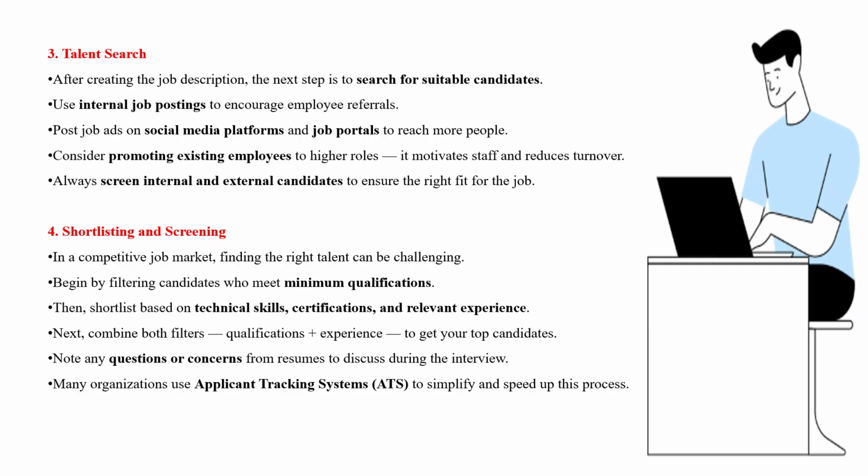The fourth step is shortlisting and screening. After receiving the applications, HR cannot interview every applicant. Let's imagine receiving 20,000 applications for just 10 vacancies. So the next step is shortlisting and screening. HR will filter the applications based on education, qualification, skill, experience, certification and job requirement. Nowadays many organizations use applicant tracking systems and artificial intelligence to screen resumes quickly. Only the most suitable candidates are shortlisted for the interview.